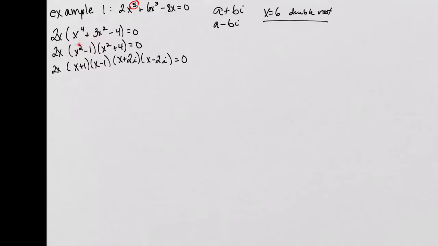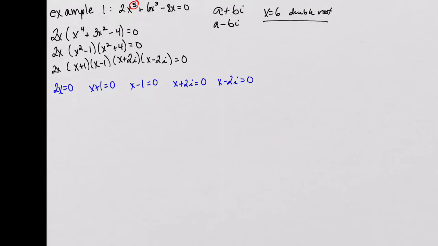x squared minus 1 is a difference of squares, and these are the factors for that. x squared plus 4 is the sum of squares, and these are the factors of the sum of squares. Notice it has the i in them. So now that it's factored, we're going to set each factor equal to 0, and then we're going to solve each of those equations. So pause the video, set each factor equal to 0.